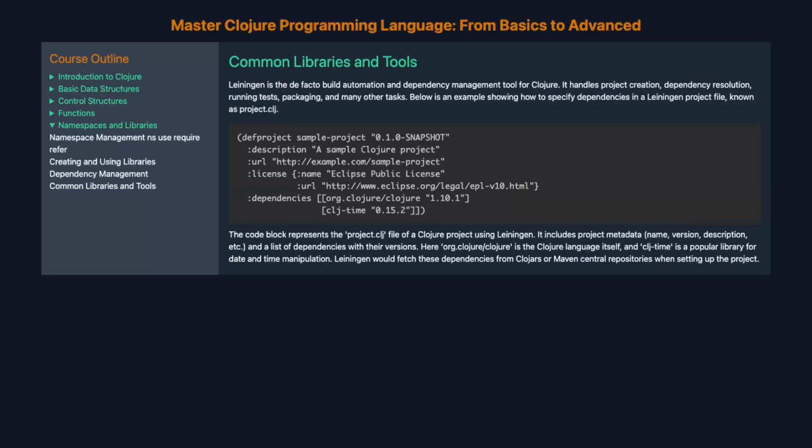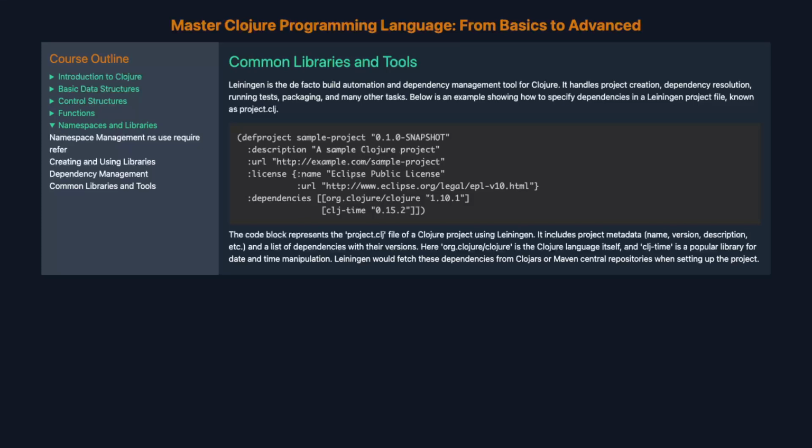Common libraries and tools. Leiningen is the de facto build automation and dependency management tool for Clojure. It handles project creation, dependency resolution, running tests, packaging, and many other tasks. Below is an example showing how to specify dependencies in a Leiningen project file, known as project.clj.